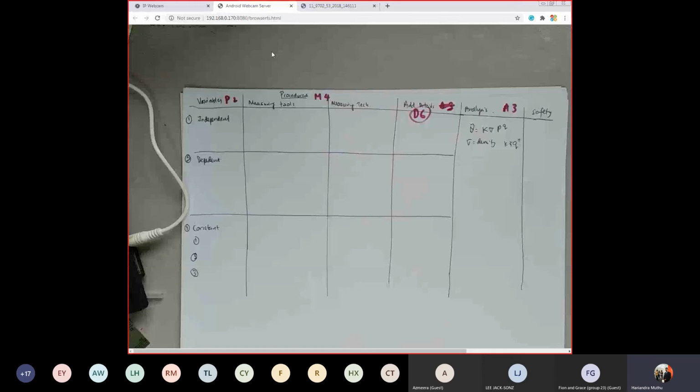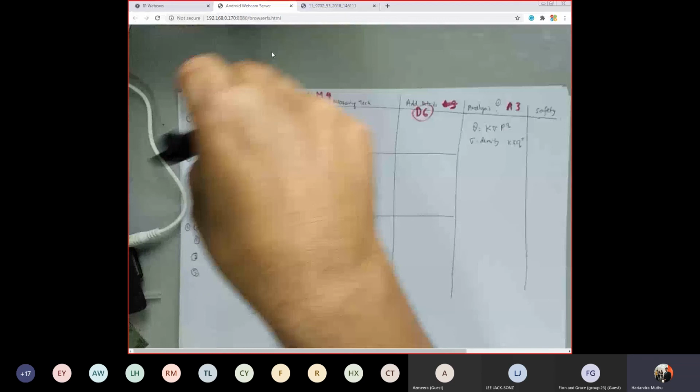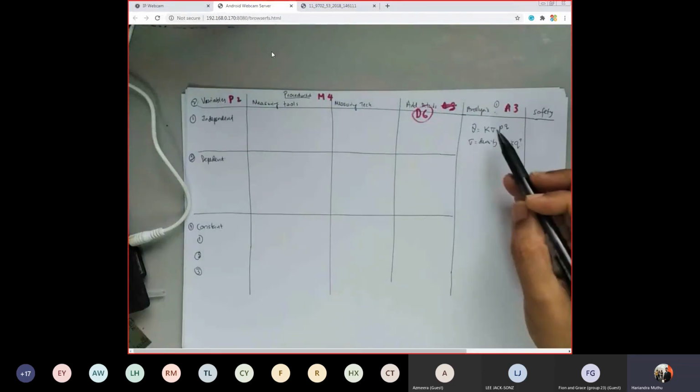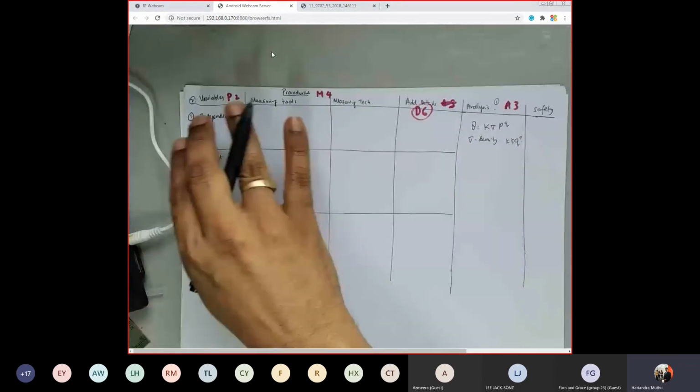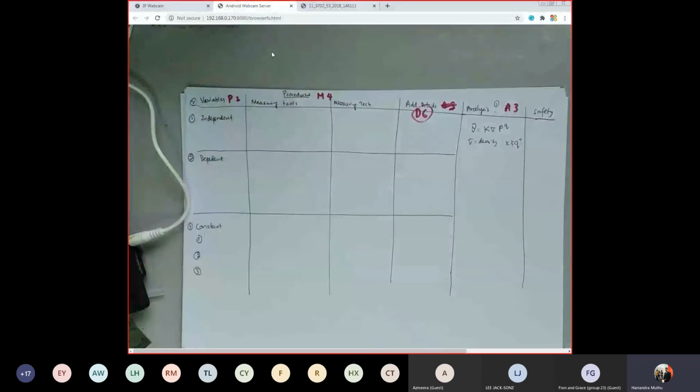And the second thing, we do the variables, right? Then we do the procedures. Then only we do the analysis, right? Why do we do the analysis first? Because this is straightforward, okay? Not only that, from the analysis, we are able to identify the independent and dependent variables.